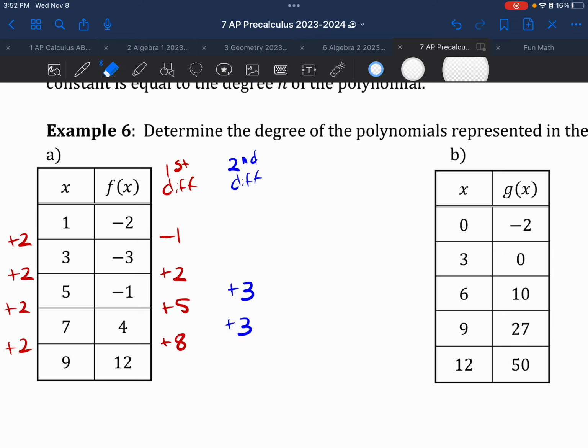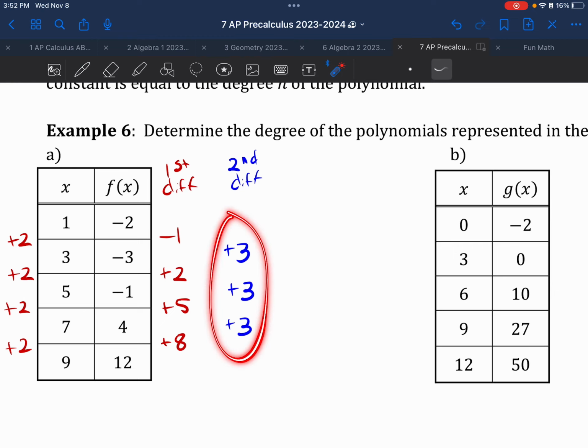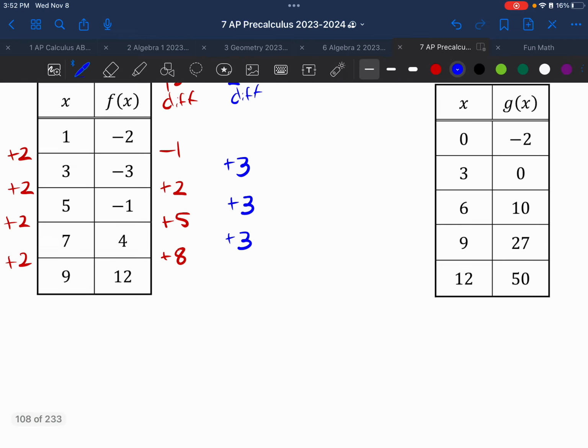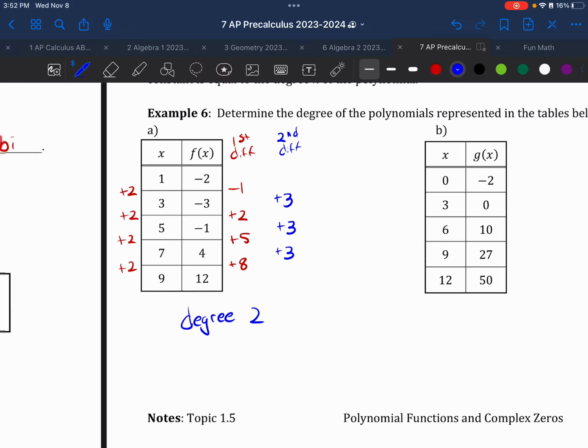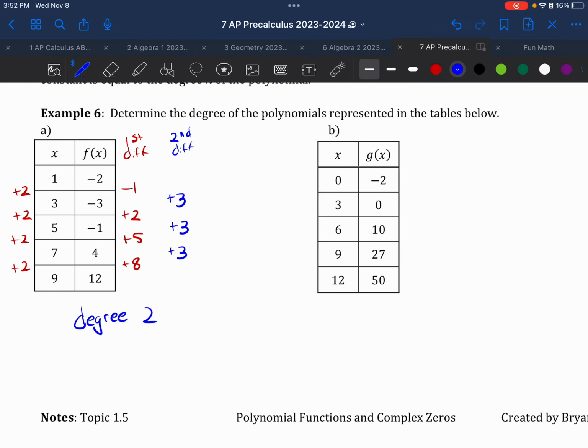How do I get from -1 to 2? I have to add 3. Add 3. Okay, hey, check it out. All of the second differences are the same. If the second differences are the same, this is a degree 2 polynomial.